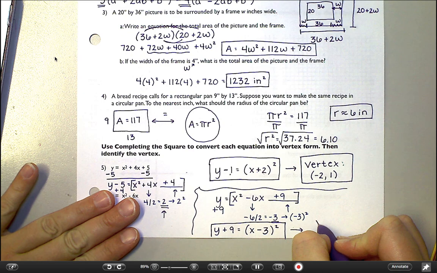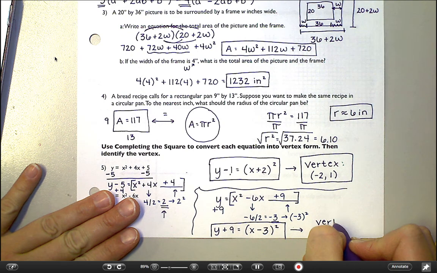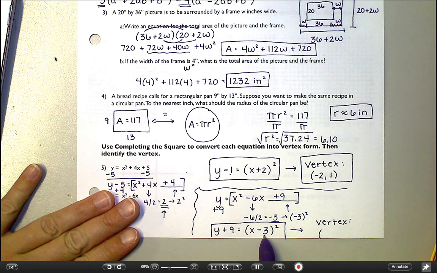And that gets me to a vertex of, here's your h, here's your k, opposite from what they look like in the equation. So this would be a positive 3 and a negative 9.